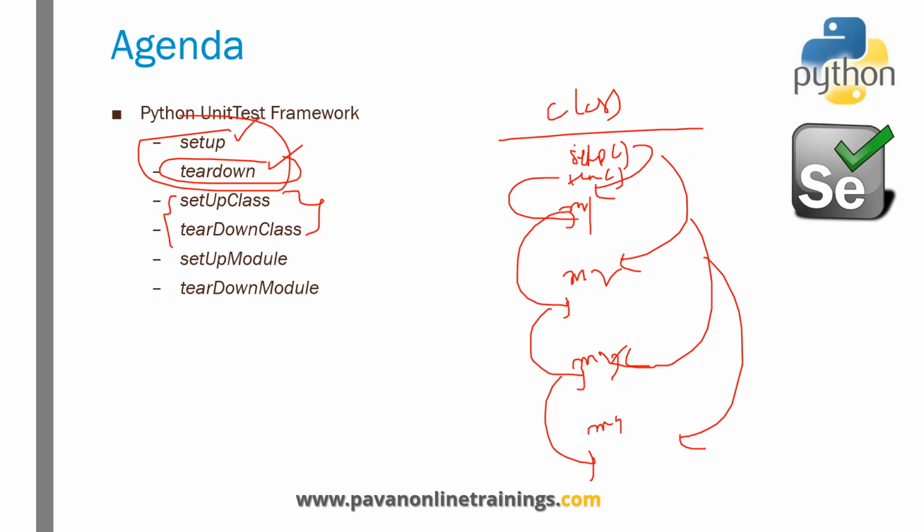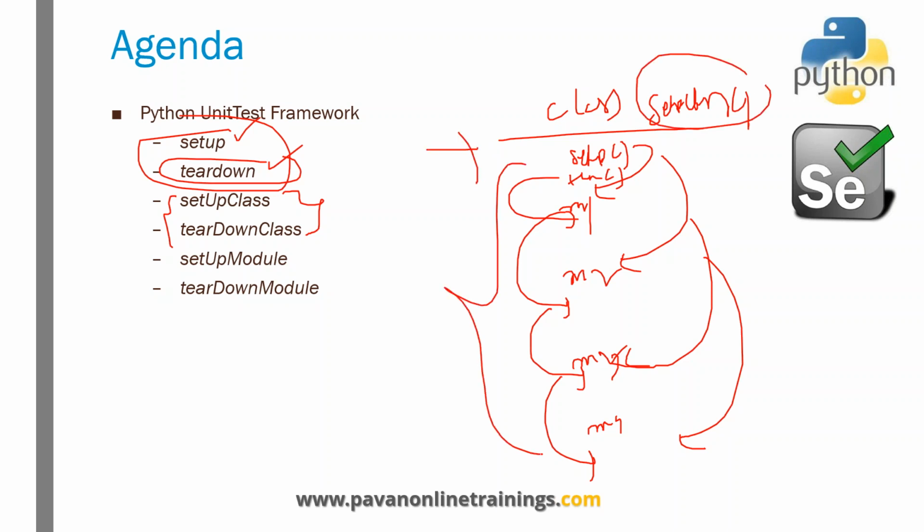But there is another keyword called setup class. If I create this particular method, it will execute only one time before starting all the methods. Similarly, if I say tear down class, this method will be executed only once after completion of all the test methods. Okay, that's the difference between setup and setup class, and tear down and tear down class.